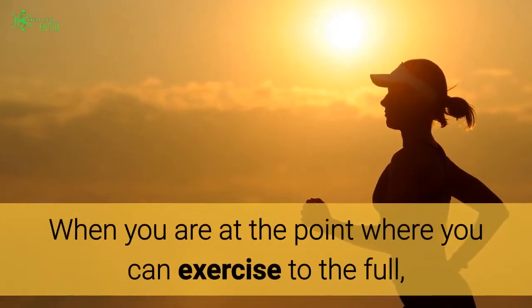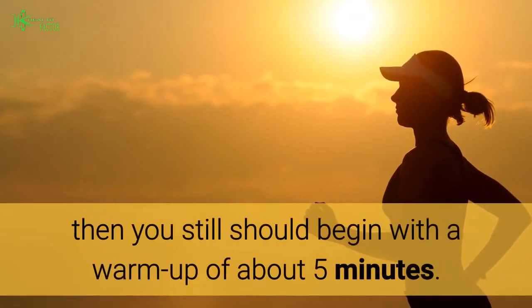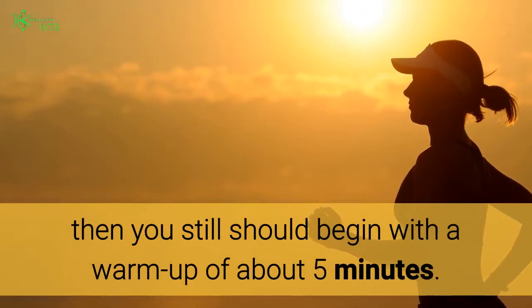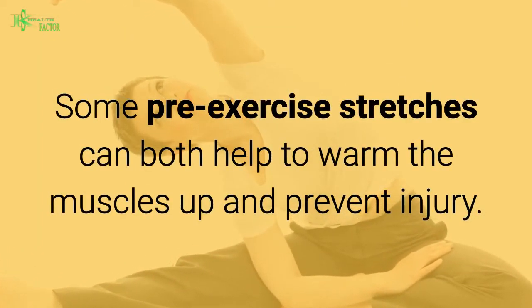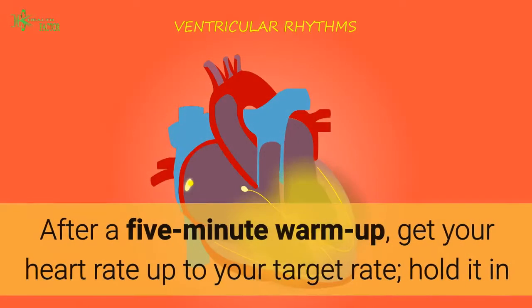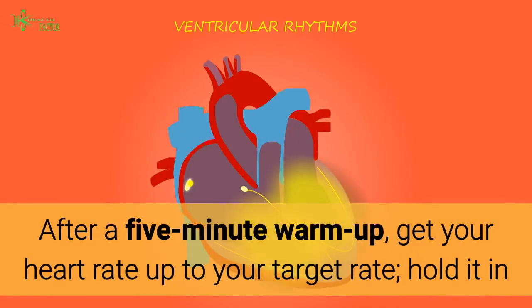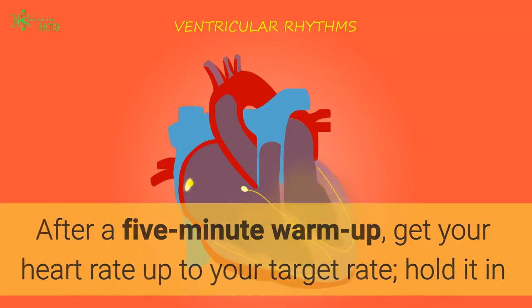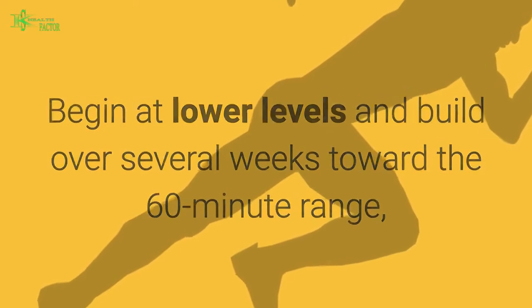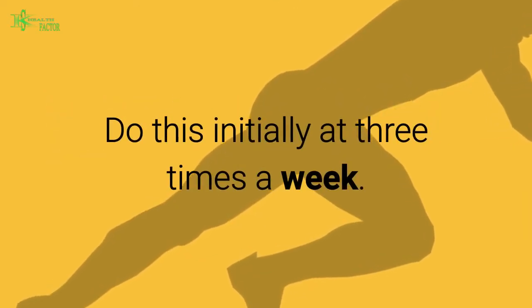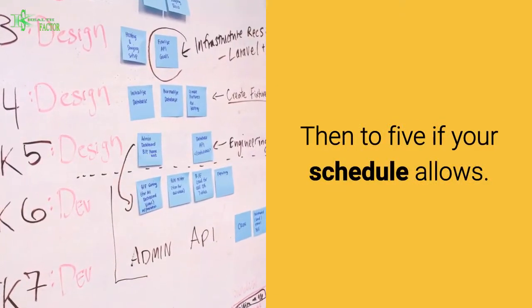When you are at the point where you can exercise to the full, you still should begin with a warm-up of about 5 minutes. Some pre-exercise stretches can both help to warm the muscles up and prevent injury. After a 5-minute warm-up, get your heart rate up to your target rate, hold it in that range for 20 to 30 minutes. Begin at lower levels and build over several weeks toward the 60-minute range. Do this initially 3 times a week. Build to 4. Then to 5 if your schedule allows.